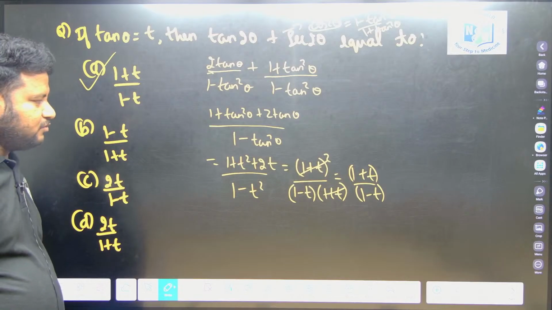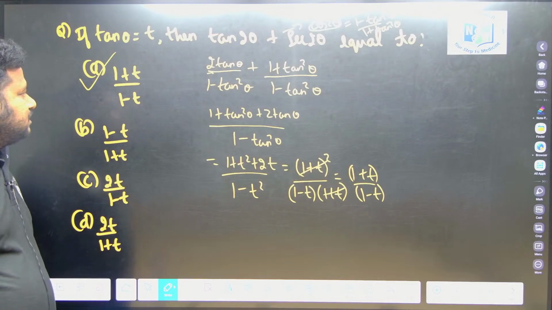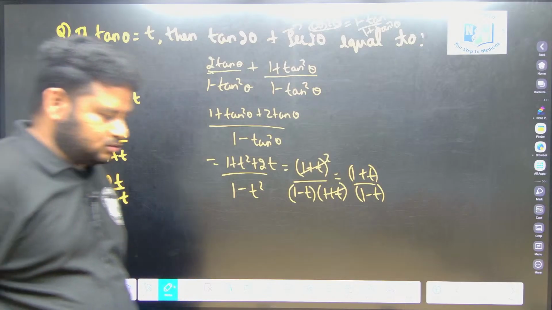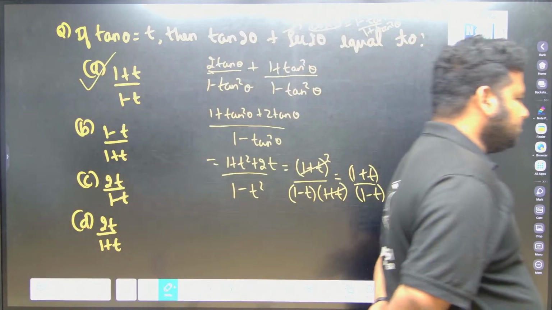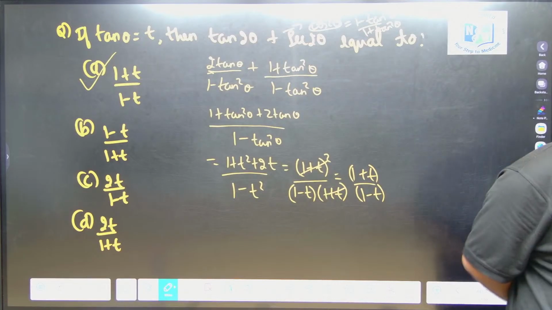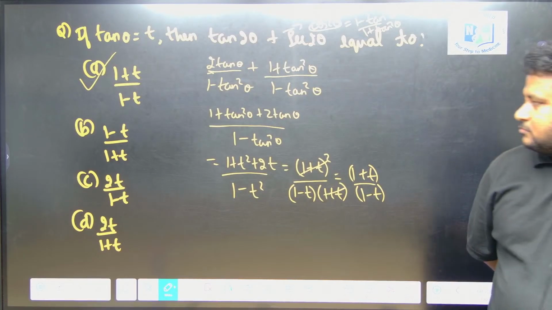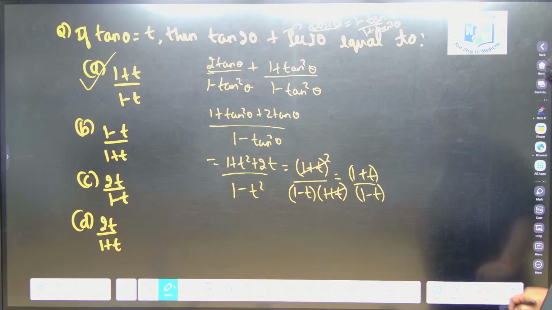Clear? So we will be able to solve this question. 1 plus t by 1 minus t, this is the way you got to solve this question, friends. Clear? This is the way you got to solve this question. Okay, 1 plus t by 1 minus t.